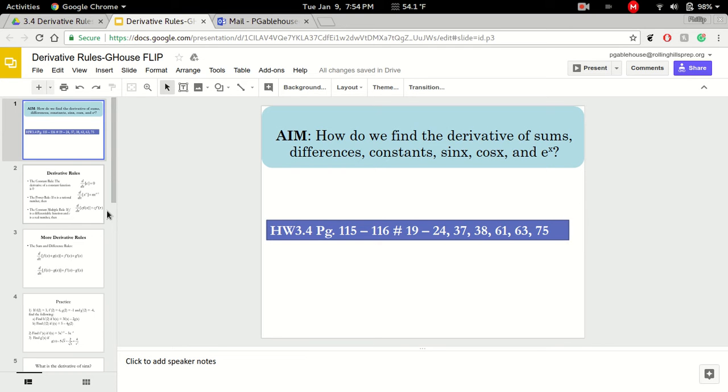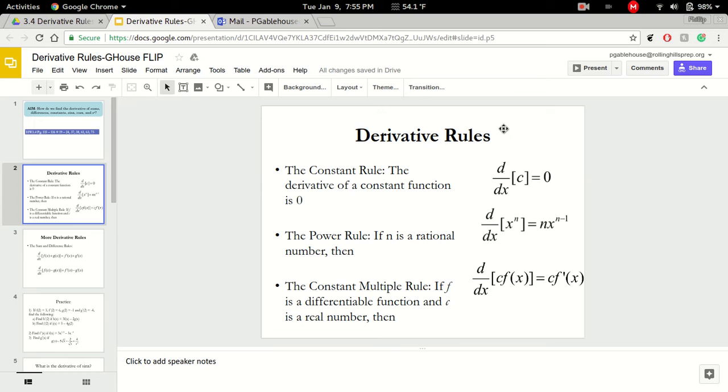So at this point, this will be section 3.4 for us out of our class thus far. It's actually not 3.4 out of the book, but that's beside the point. We're going to look at the derivatives of sums and differences, constants, sine x, cosine x, and e to the x. And eventually, next class, we'll get into the quotient rule and the product rule, which are some of our more advanced derivative rules.